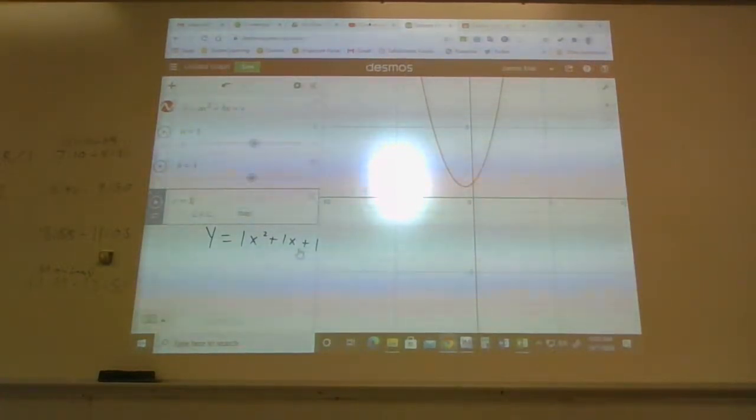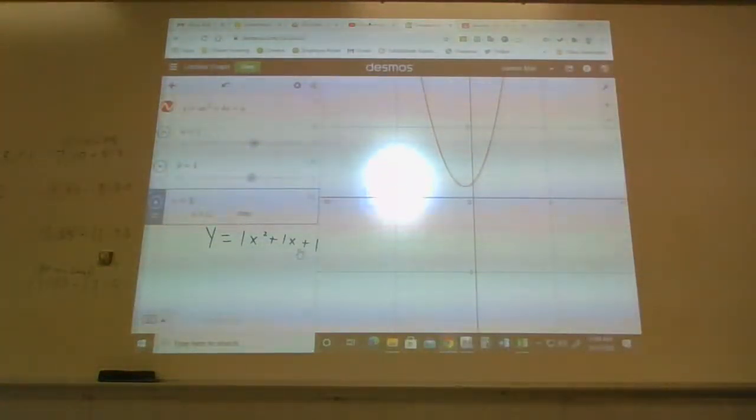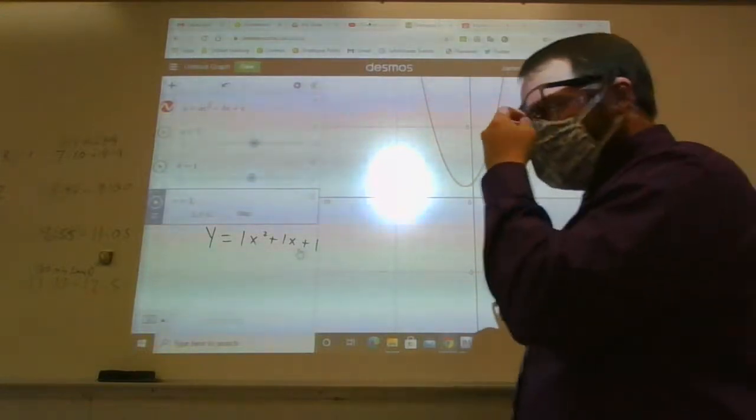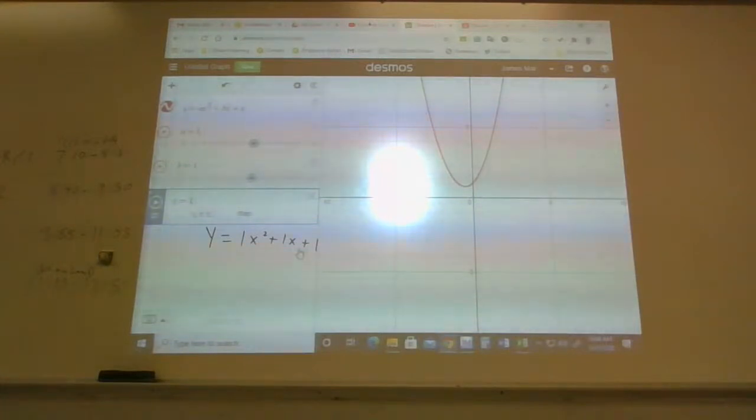I want to focus on this quadratic. This quadratic was the first one I showed you, y equals x squared plus x plus 1. And my job is to solve that quadratic. I have to figure out what the solutions are, what the roots are, what the zeros are.